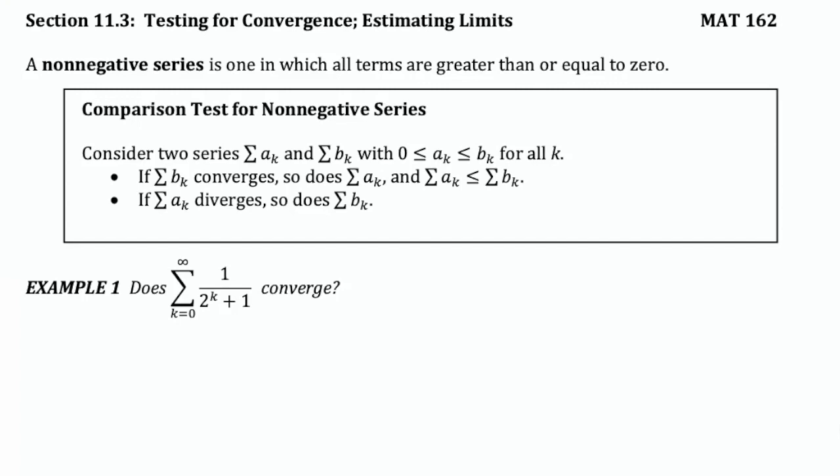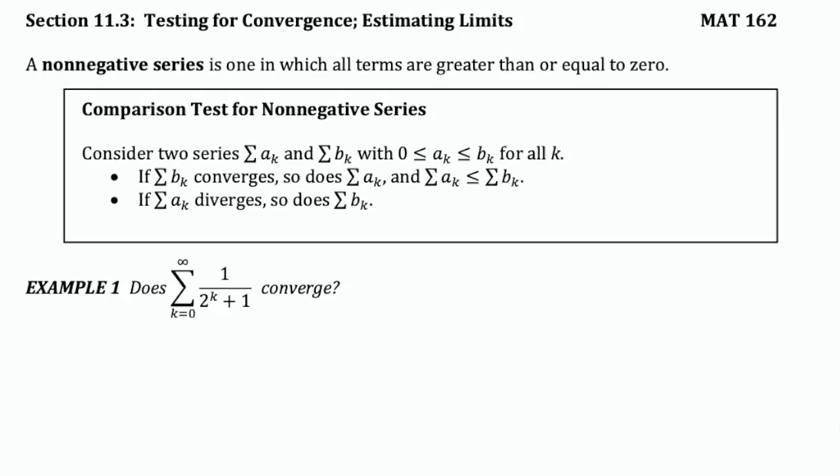And if you remember, we had a comparison test for improper integrals. This is the exact same idea, but for series. There's a lot of parallels and connections between series and improper integrals. Consider two series, one being the sum of the a sub k's and one being the sum of the b sub k's. And this inequality establishes that each of the a sub k terms is in fact smaller than its corresponding term in the series b sub k, and all of these terms are going to be bigger than or equal to 0.